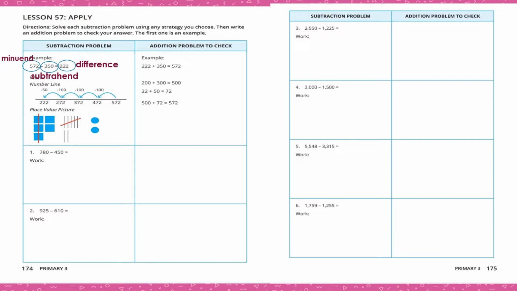You can solve it by ones with ones and so on, or by another strategy: make hundreds plus hundreds and tens plus tens. Okay? 200 plus 300 equals 500, 22 plus 50 equals 72. Collect it together, so the result will be 572 like the minuend. So the answer is correct.